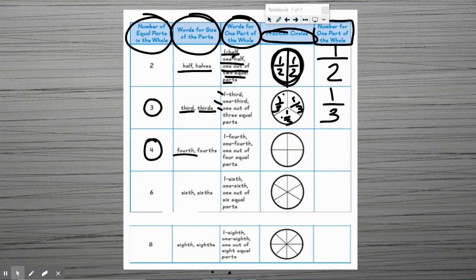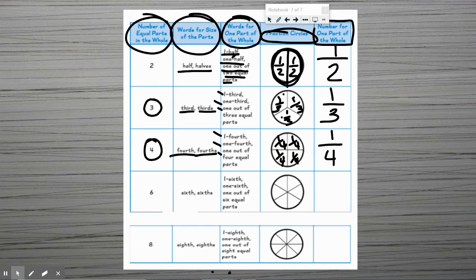Same thing for fourths. We call them fourths. If I'm talking about one piece of the whole, 1/4, 1 out of 4. If I write it as a fraction, I'm going to have 4 pieces, and I'm only talking about 1. So this is 1/4, 1/4, 1/4, and 1/4 as well.